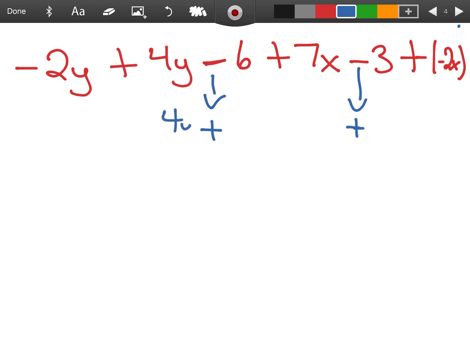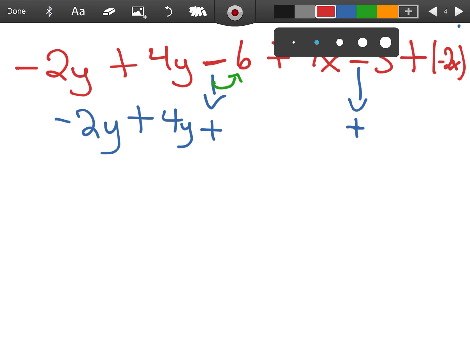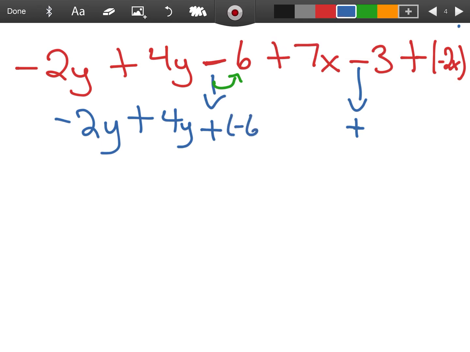So I'm going to bring down my 4y, I'm going to bring down my plus sign and my negative 2y. Then whatever number comes after subtraction, we change it to its opposite. So here's a positive 6, so it's going to become a negative 6. I bring down this plus sign, bring down this 7x, then I have another subtraction that I'm going to change. So that means the 3 now has become negative 3. Then I bring down the plus sign and I bring down the negative 2x.